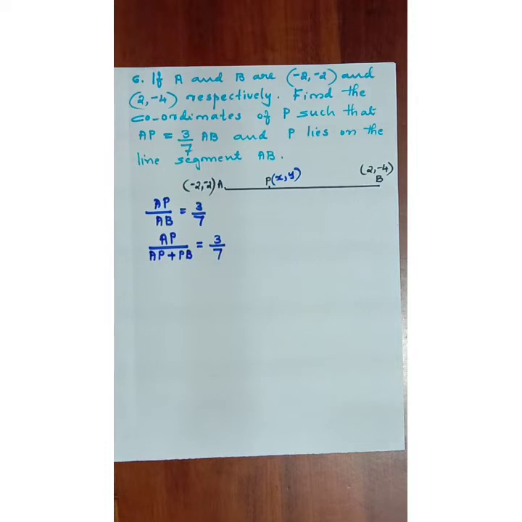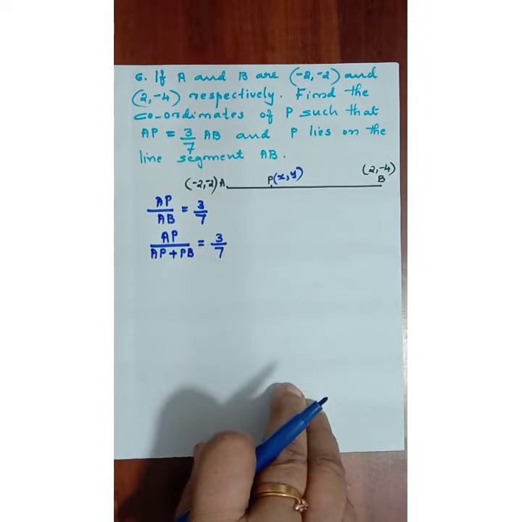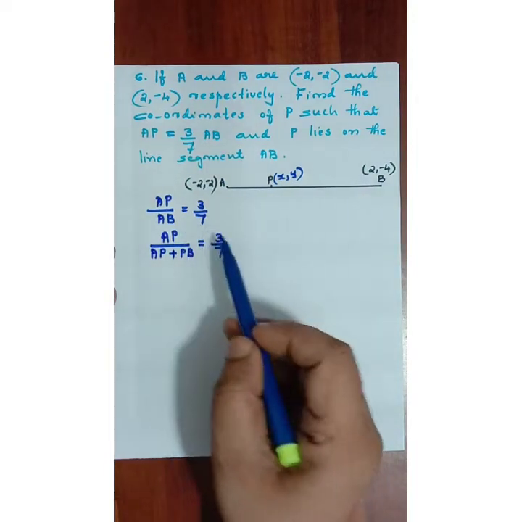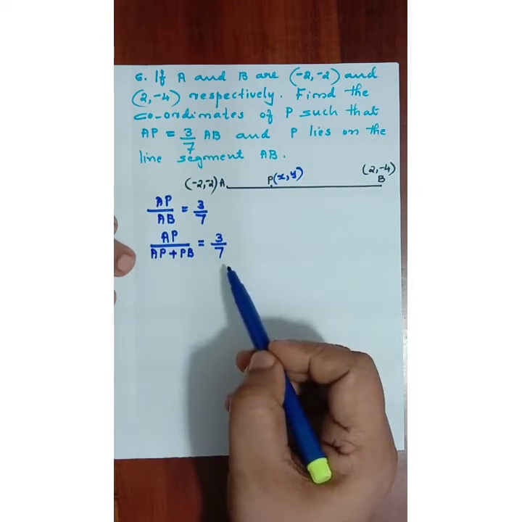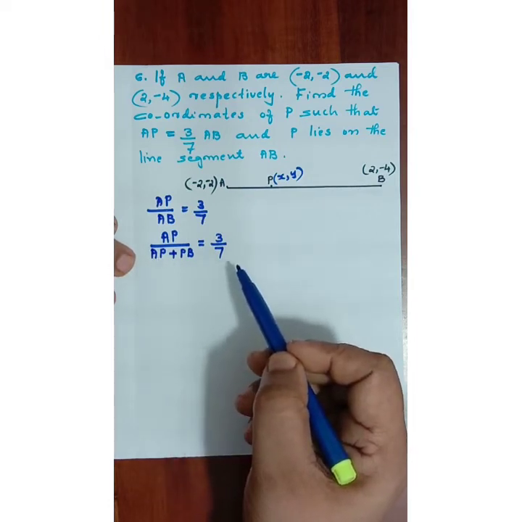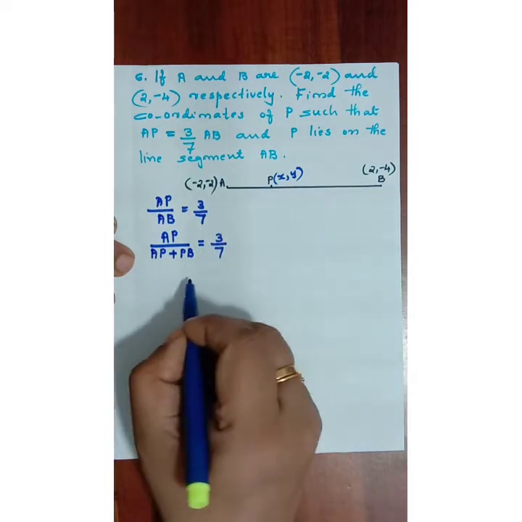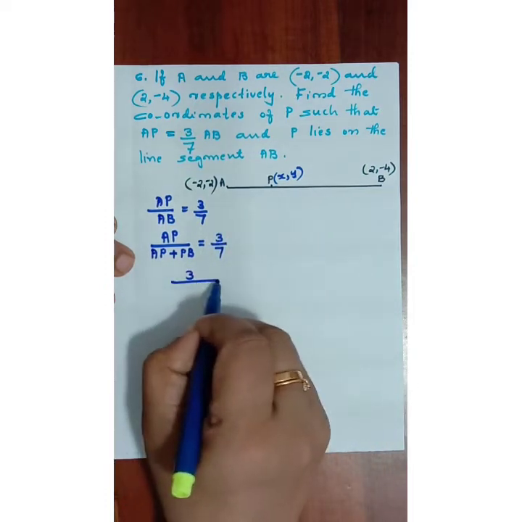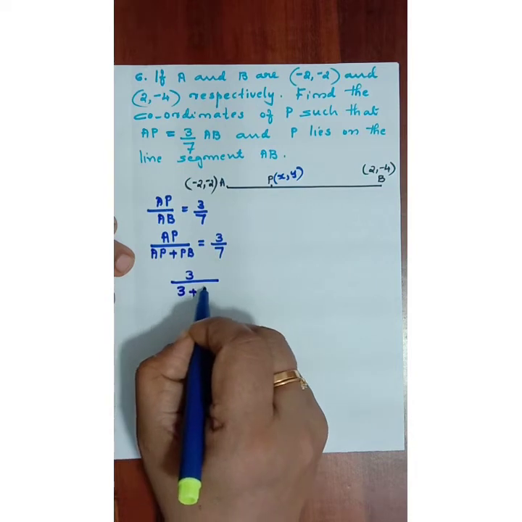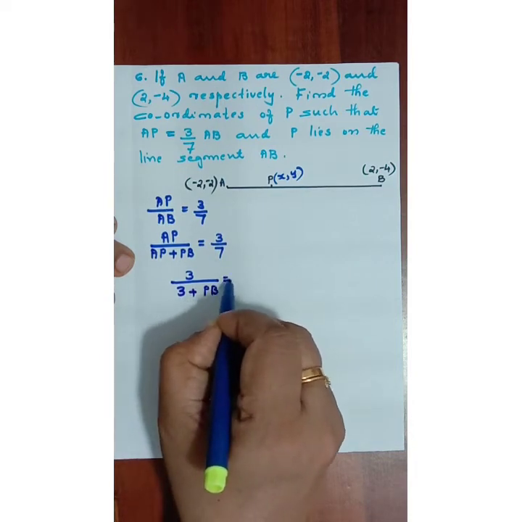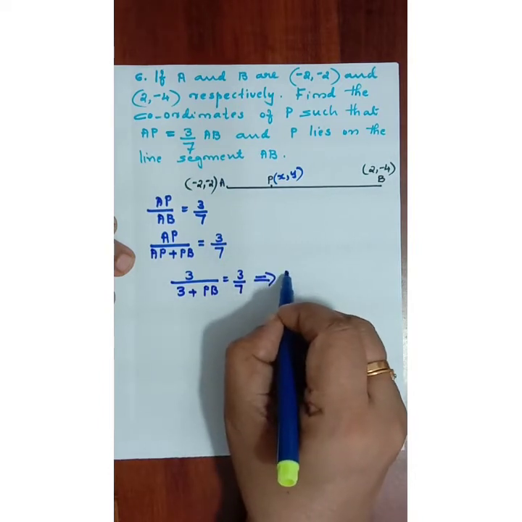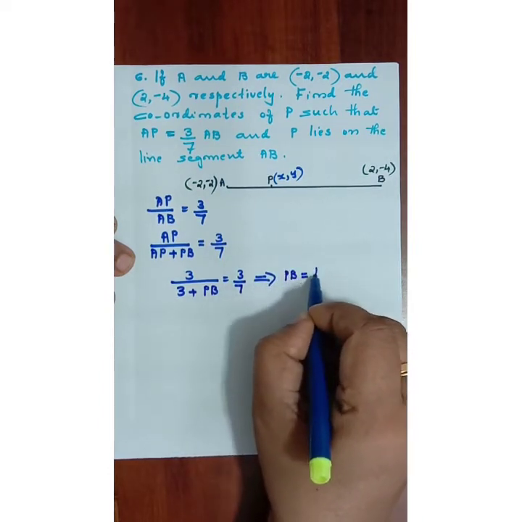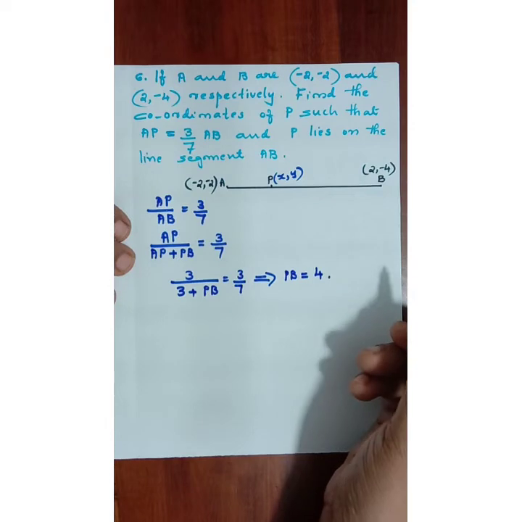PB. How to find out the PB value? Here AP is only 3 we know, and AP plus PB equal to 7 we know, isn't it? So AP is only 3 parts. So 3 parts out of 3 plus PB will be equal to 3 by 7. This implies PB equal to 4. This is how we are getting PB equal to 4.